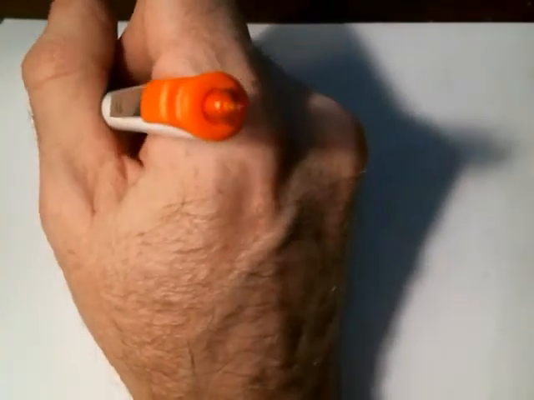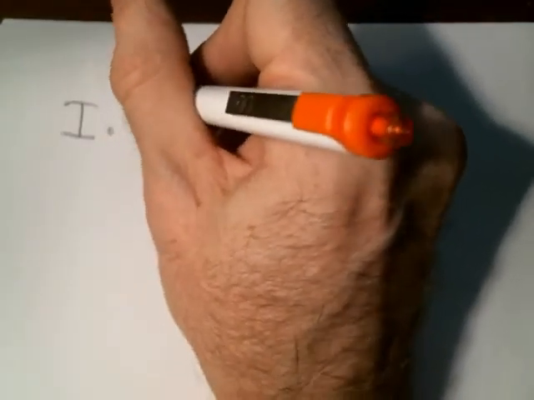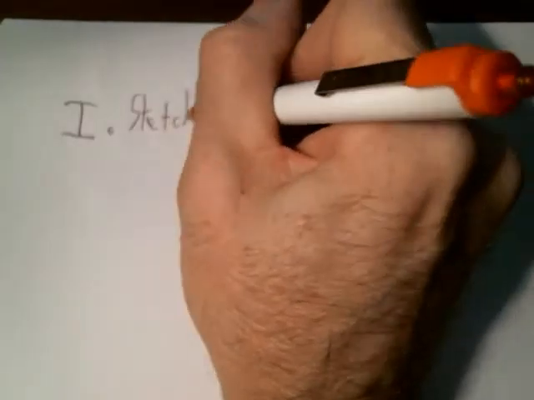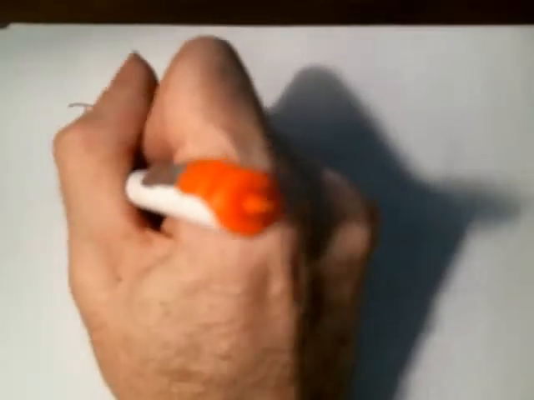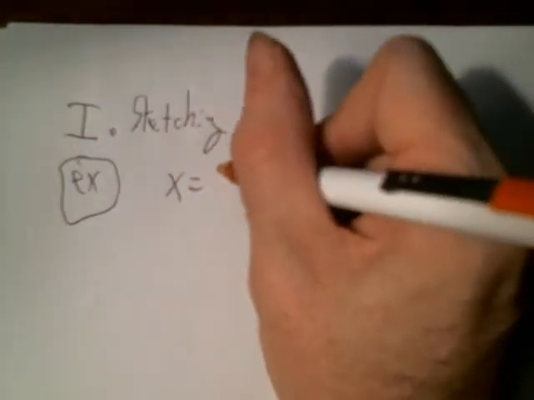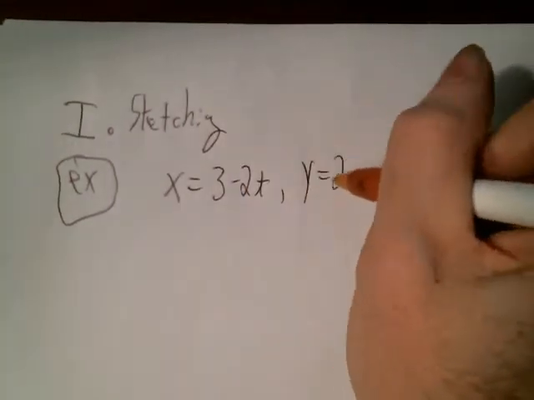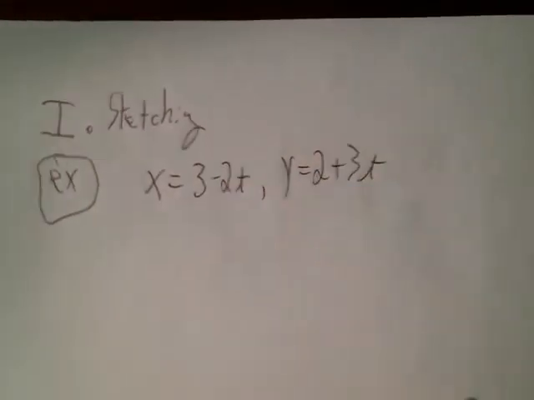Anyways, let's continue on then and just look at maybe some problems in the book here. So sketching these things first off. Let's take a look at an example. Here I have a parameterization of a line. So x equals 3 minus 2t, and then y equals 2 plus 3t.